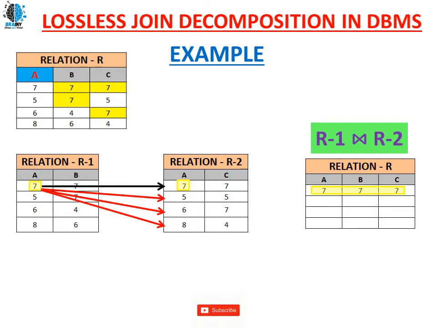The value of A attribute in relation 1 is 7. The value of attribute B in relation 1 is 7. The value of attribute C in relation 2 is 7. So I got the first row as 7 7 7. So let's see the next value.